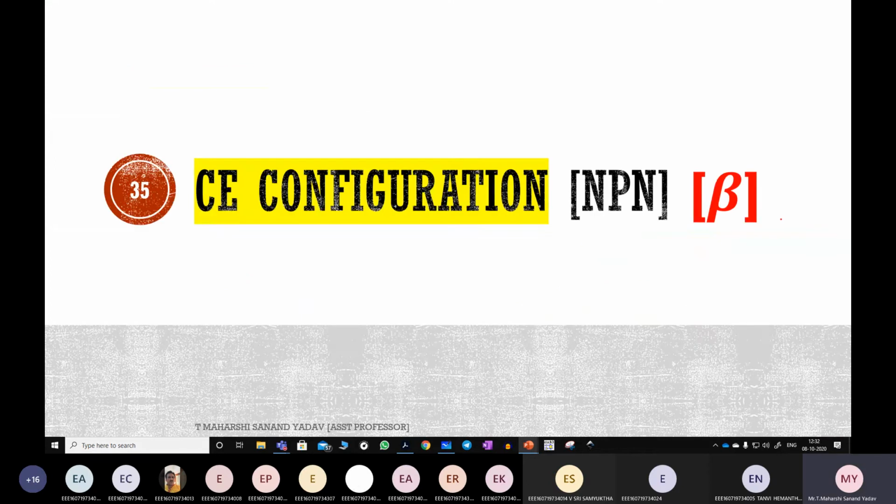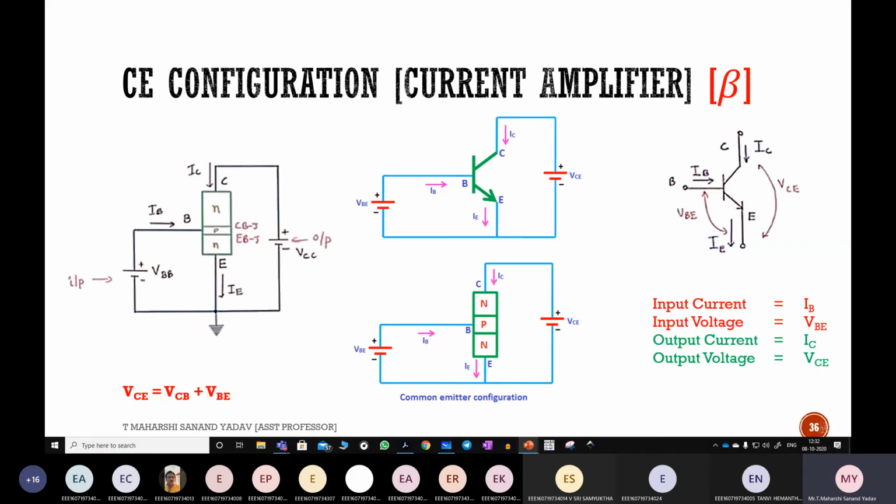Now next is common emitter. Can anyone take the initiative to explain this? Common emitter. Again, everything will be the same, only the parameters change, followed by input and output. Here I'm calling it beta for common emitter. So this is the diagram. As it is common emitter, the emitter is connected to ground. See, this is the emitter which is connected to ground.